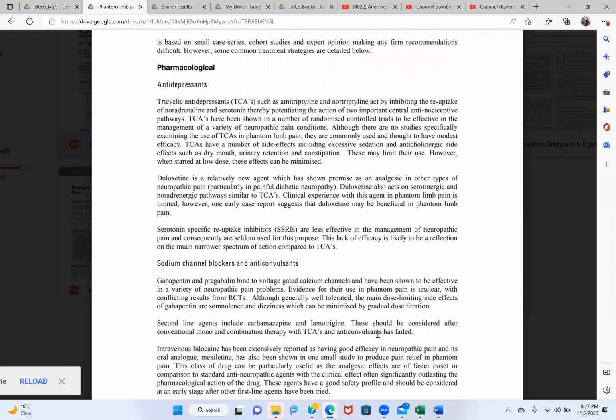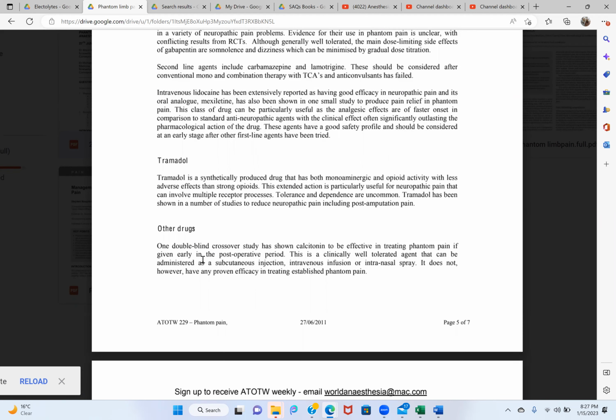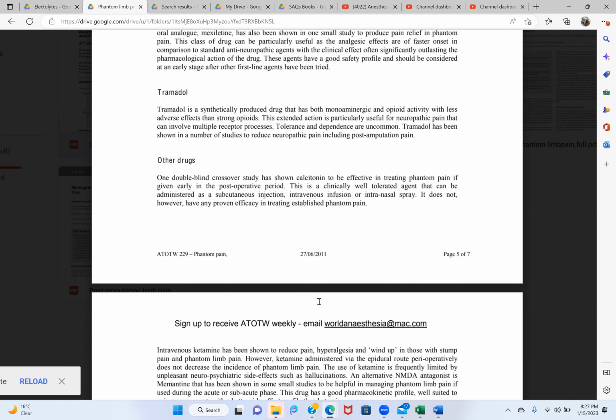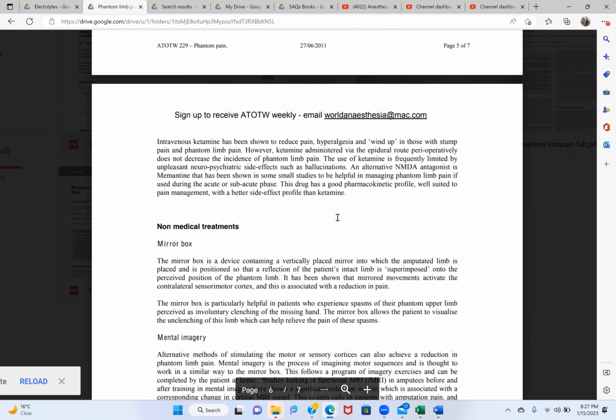I've no idea about it, how they use it, but they have written here calcitonin to be effective in treating phantom pain if given early in the post-operative period. This is a clinically well-tolerated agent that can be administered as subcutaneous injection. I have no idea about it. Anyways, so mirror therapy, they are showing with the imaginary image, and this helps in prevention. And the rest of the techniques: acupuncture, TENS, stump care, psychological therapies.